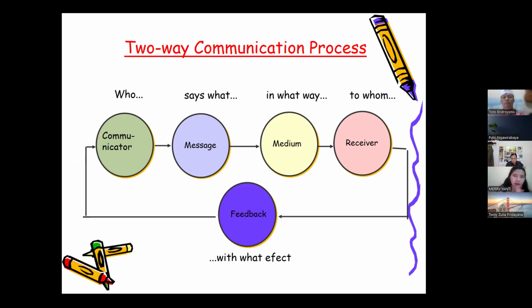Okay, so from this picture of the two-way communication process, the summary is: communication starts with the communicator, who sends a message through a medium to a receiver, who then gives feedback. This feedback lets the communicator know if the message was understood correctly. Okay, next slide.